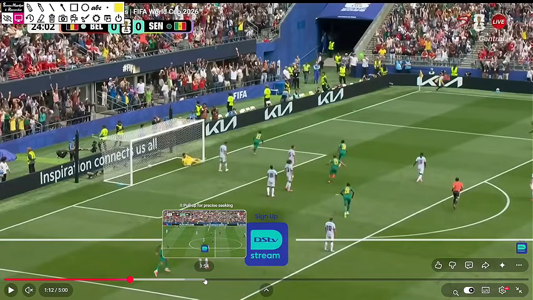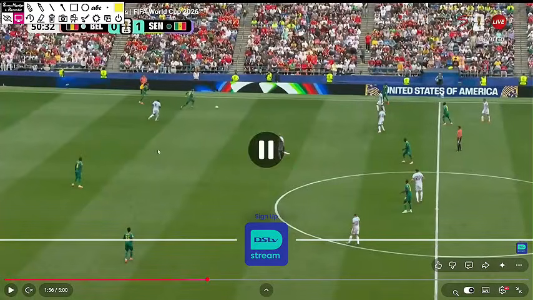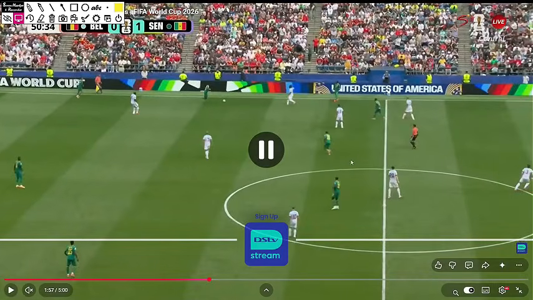Right, let's head on to the next goal. So this is Senegal once again. He gets the ball from him, and you could tell he's going for a low ball. He has a lot of time. High line. Not really any pressure, but it's just way too easy.